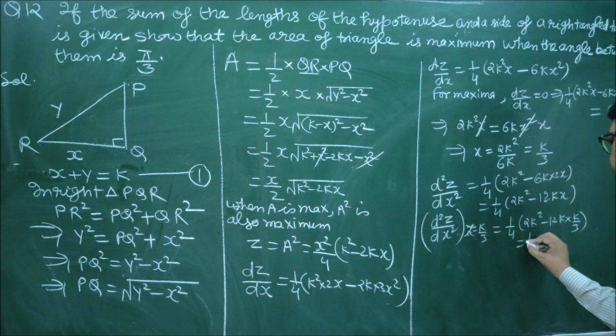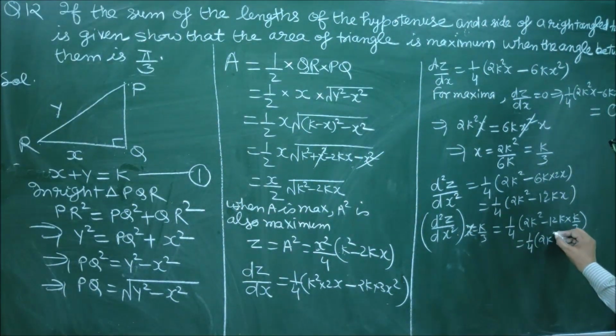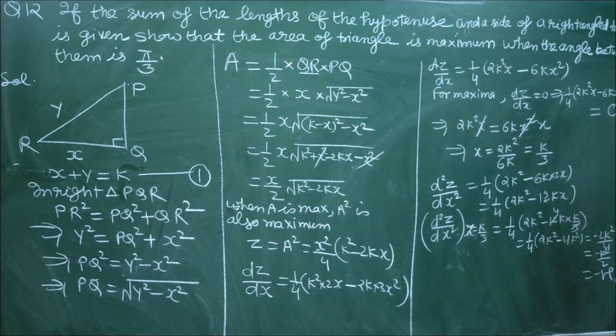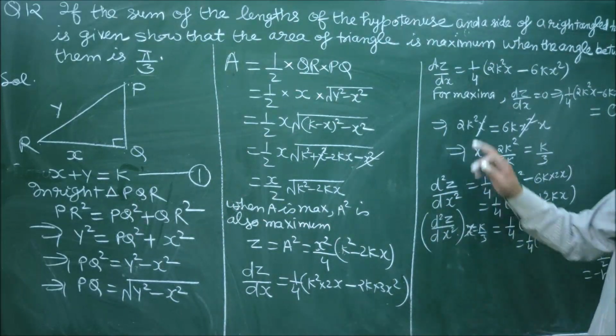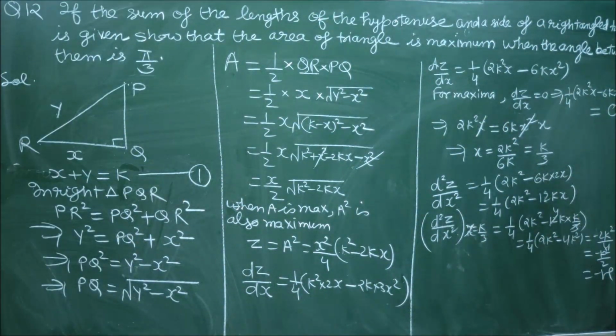So this is equal to 1 by 4 into 2k square minus 4k square, which is equal to minus 2k square upon 4, that is minus k square upon 2, which is a negative quantity. Therefore the second derivative at this point is negative. Therefore the area is maximum when x is equal to k by 3.